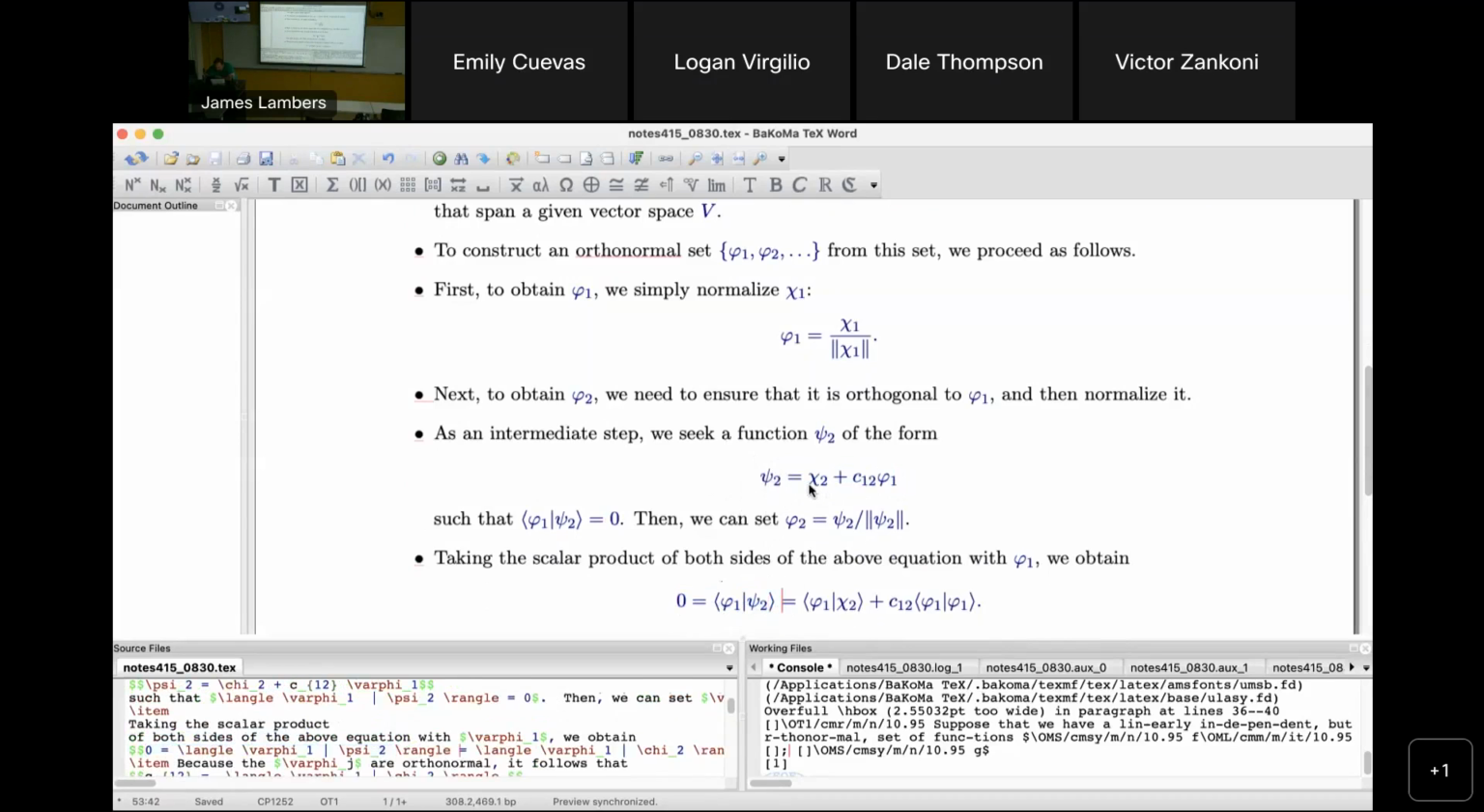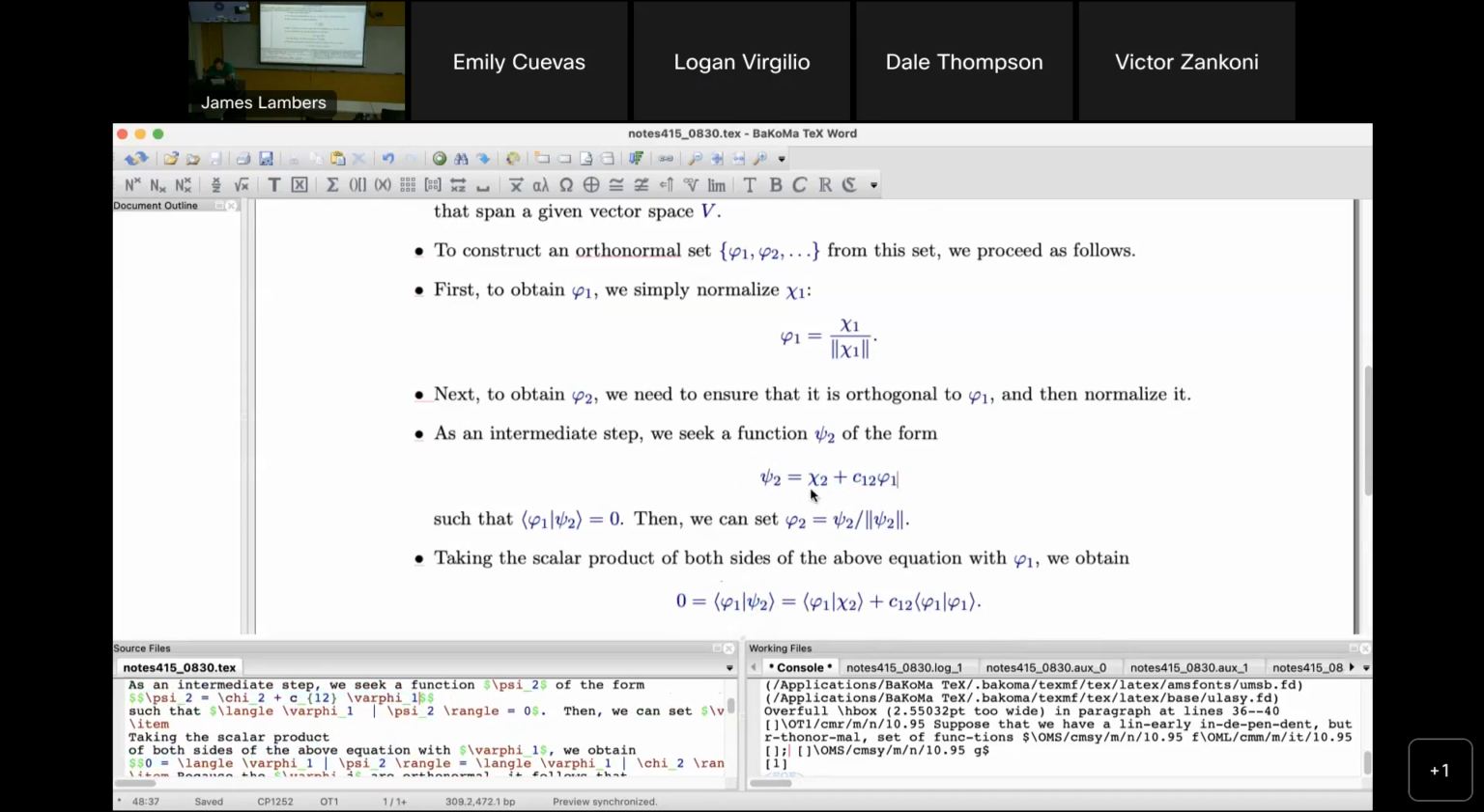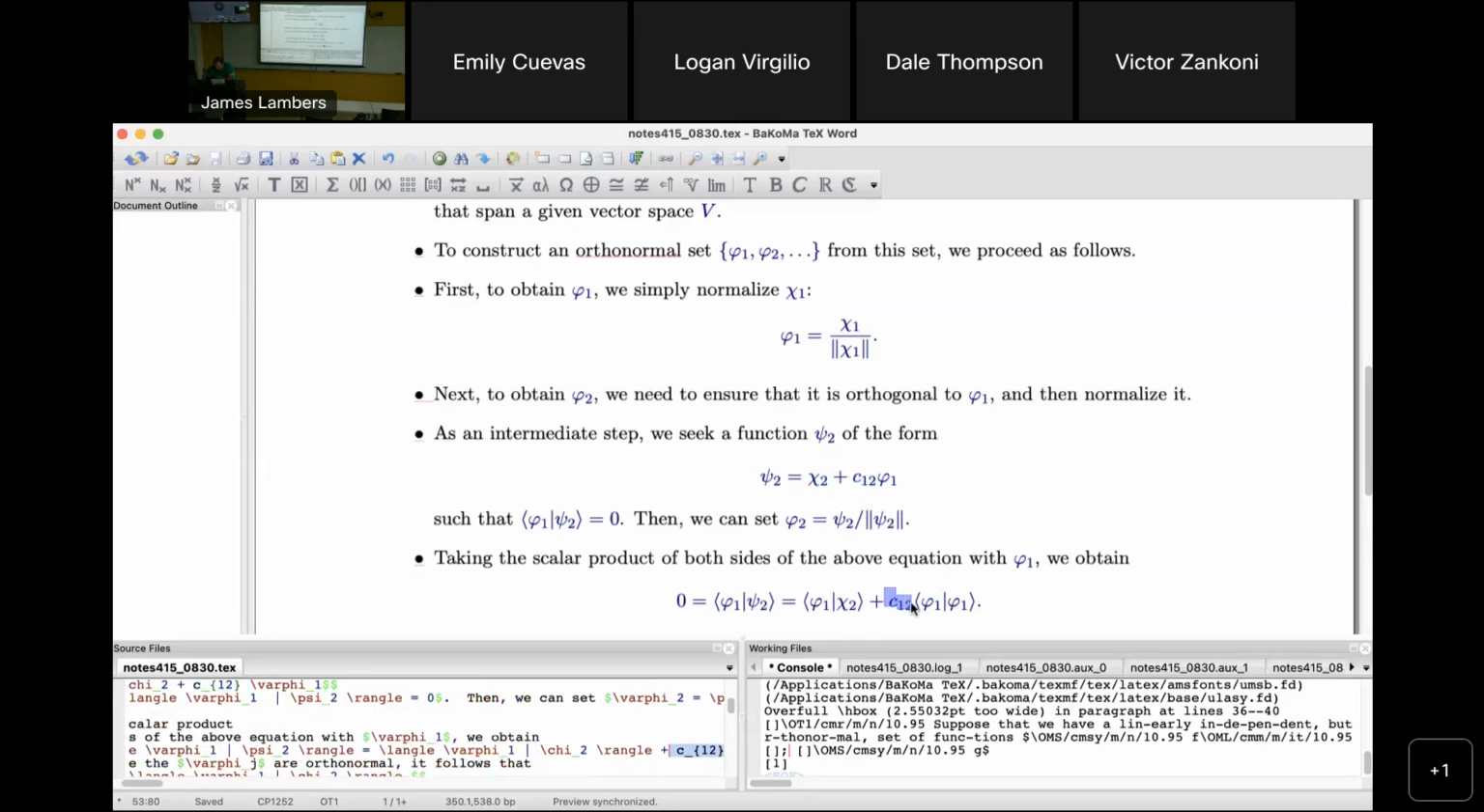On the right side, I take a scalar product of this whole thing with phi1, but keep in mind the linearity of scalar product. So the scalar product of this sum of two terms breaks down into the sum of two scalar products. And then this scalar, C12, can be pulled out. Now I have this equation that I want to solve for C12.